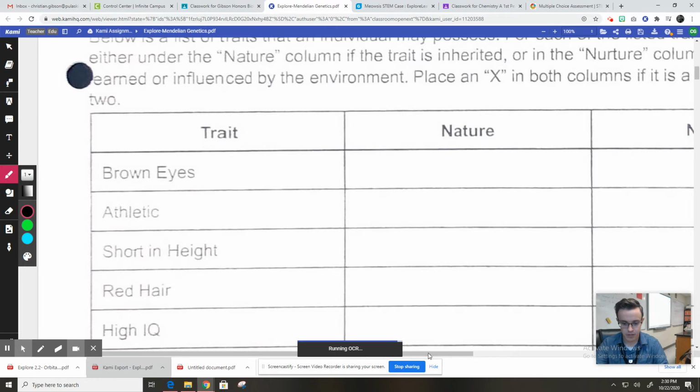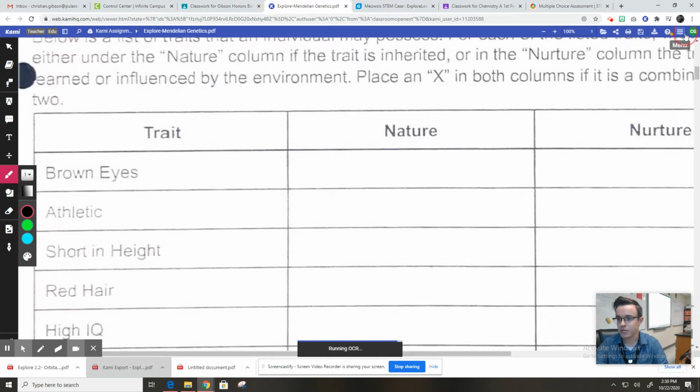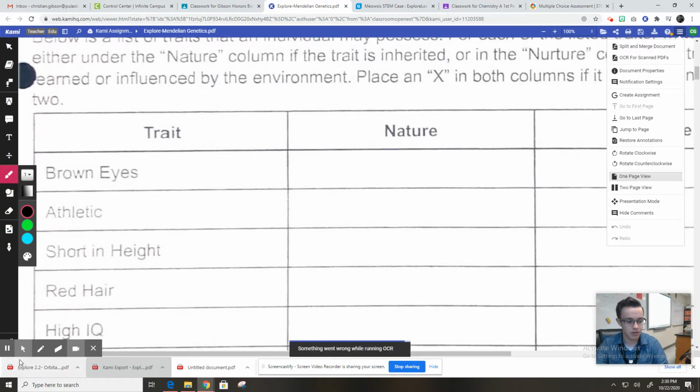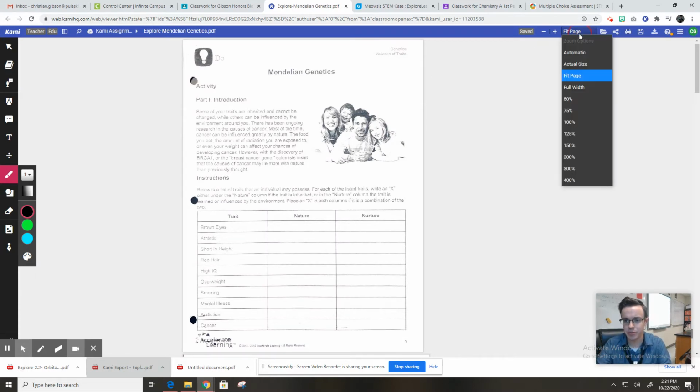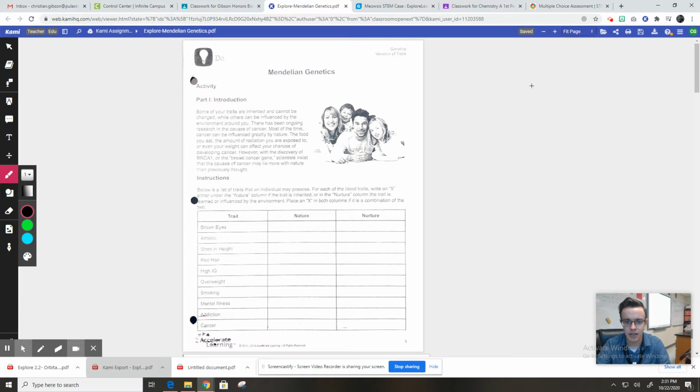Let's see if we can. All right, there you go. So it was kind of zoomed in for me. So the way I fixed that was I went up here and hit fit page, and that may help. You can zoom in and out with that. Okay, so here we go.